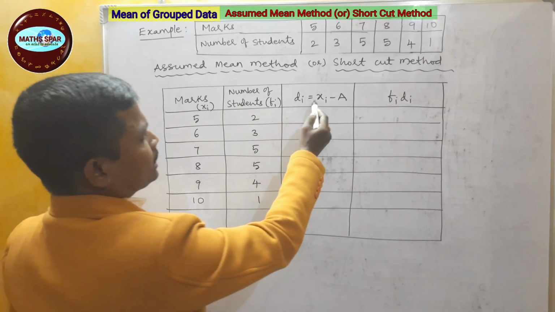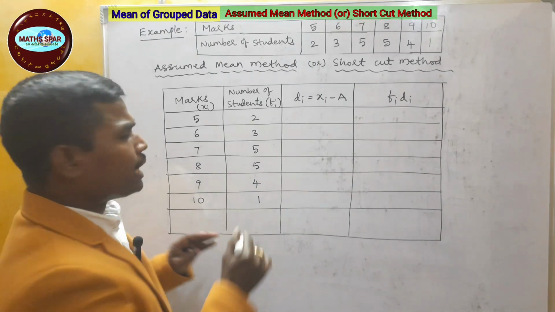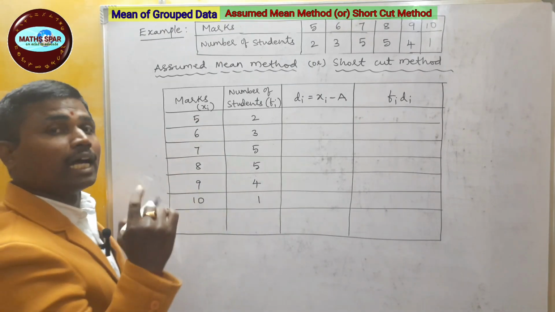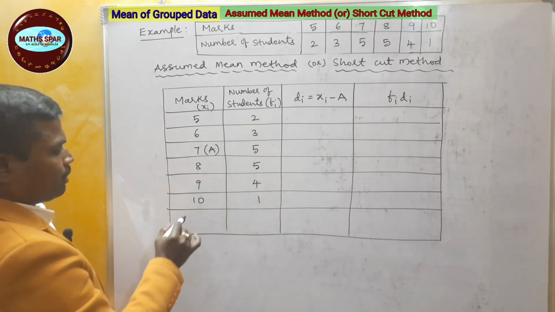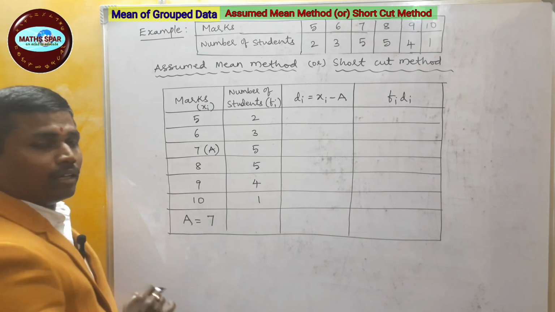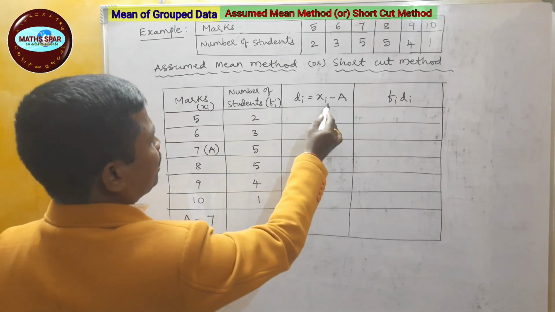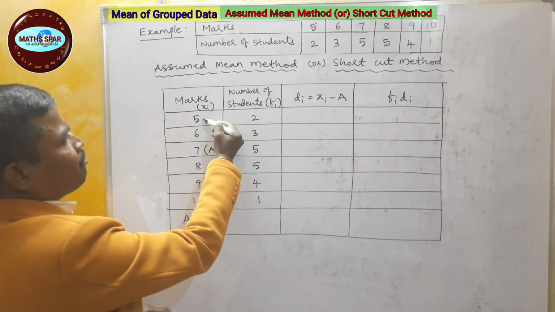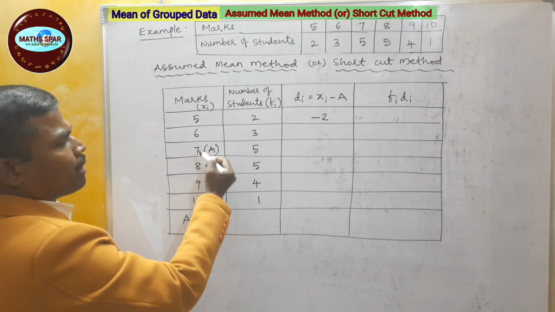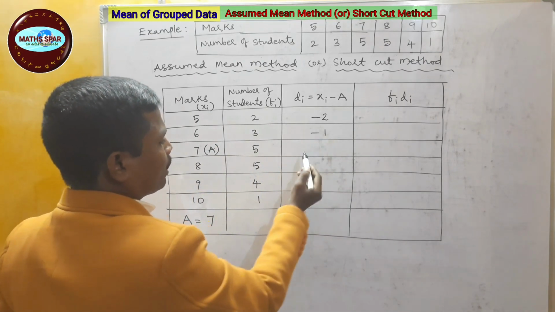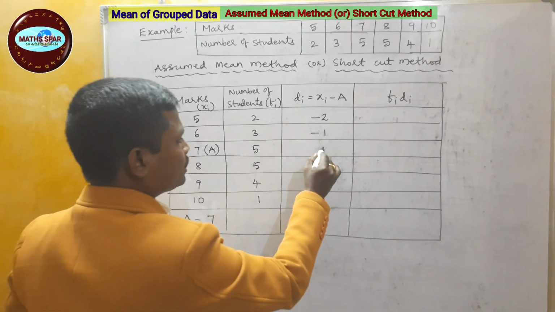Now di is equal to xi minus a, but what is this a? So I can take any of these variates as assumed mean, say for example, I would like to take assumed mean as 7. This is just our assumption. So now di equal to xi minus a, that is 5 minus 7 is minus 2. Then 6 minus 7 is minus 1. In this column, xi minus a, that is 7 minus 7, 0.